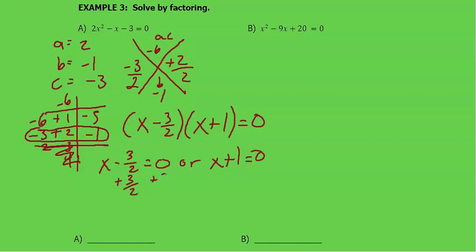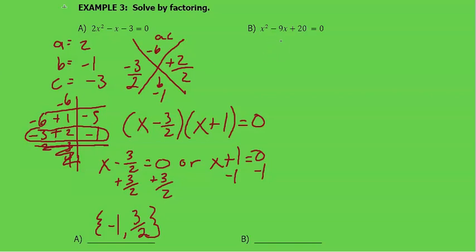For solving this one, add 3/2 to each side. For this one, subtract 1 from each side. So your two solutions are x equals -1 and x equals 3/2. And let's look at B.